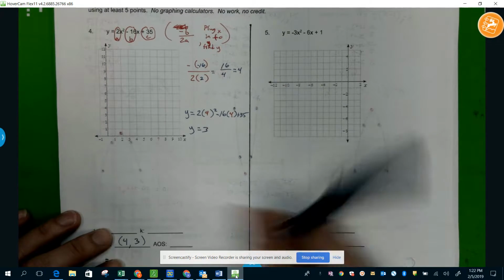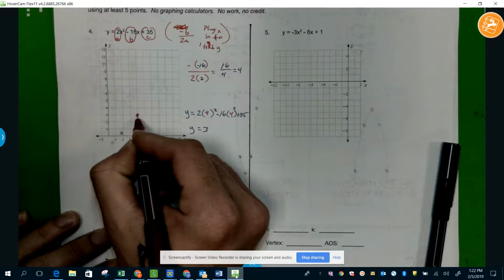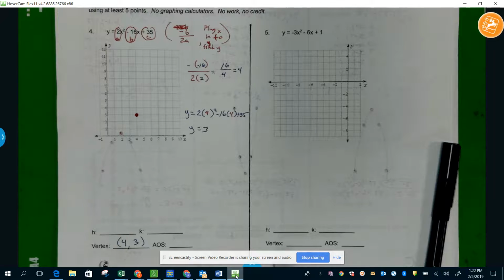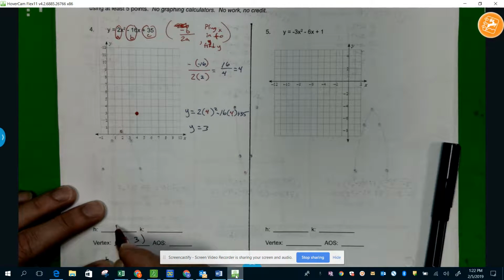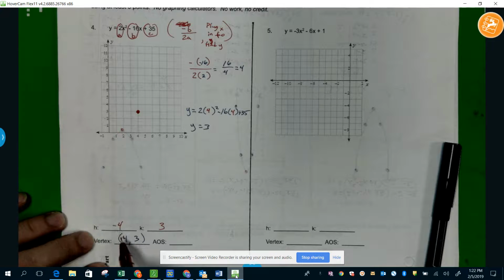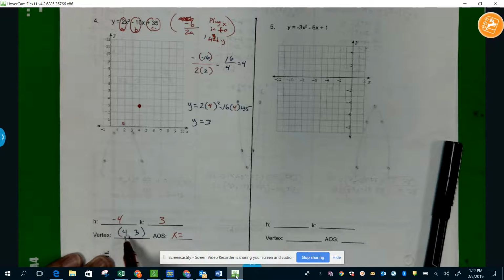So we can plot that coordinate, positive 4, positive 3. Okay, so my h in this case is going to be a positive 4, and my k value is going to be a positive 3. Remember, the vertex is always opposite of the h. The axis of symmetry is always x equals the x value of the vertex, so x equals 4.